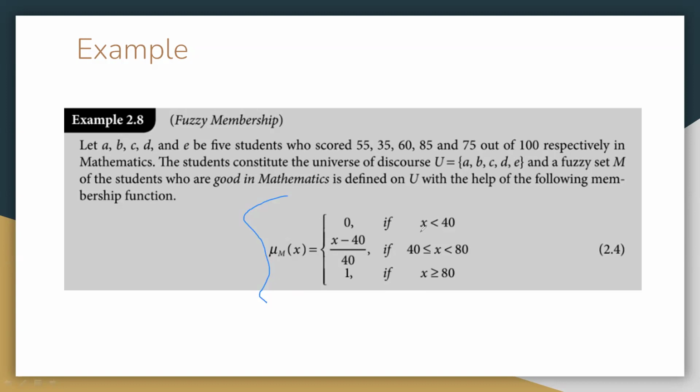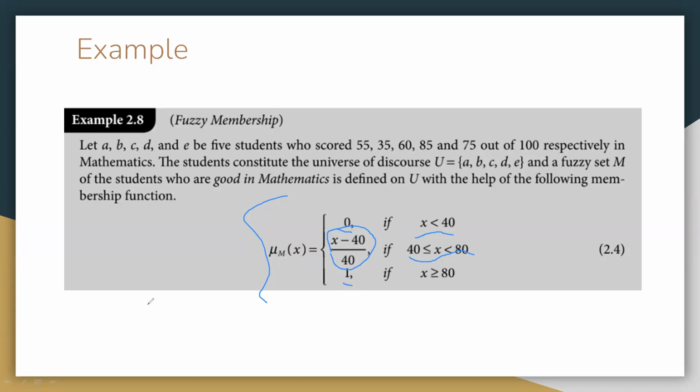We define it in such a way that if a student's mark is less than 40, then the membership function is 0. If the value is between 40 and 80, we say x minus 40 divided by 40. So we have given a benchmark of 40, which shows that he has a degree of membership. If it's less than 40, that means maybe he failed, so it's 0. And if it's greater than 80, that means he has full membership, it is 1. So this way we have to find out the membership of all.